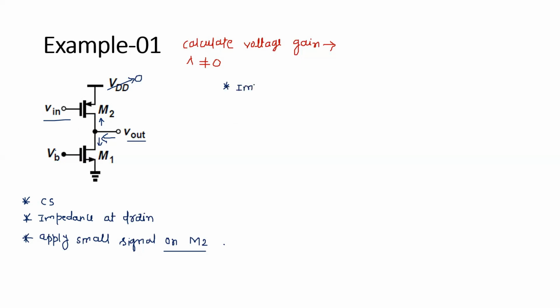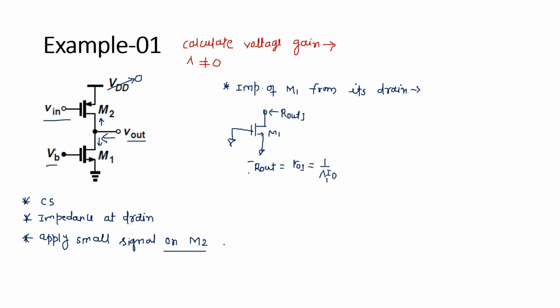Now, the impedance of M1 from its drain. I explained this in the last video. VB is nothing but a DC voltage, a bias voltage. We are doing the biasing for this M1, so this is going to be 0. Now this is your drain, so we have to compute the effective impedance at the drain, which I am calling Rout1. For this structure I explained in the previous video, this Rout is r_o, the output impedance of transistor 1.